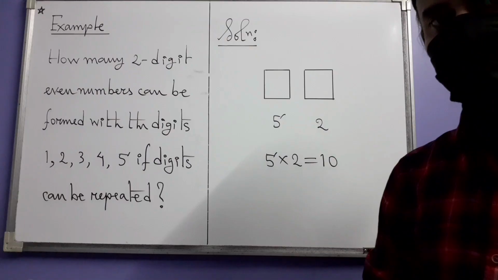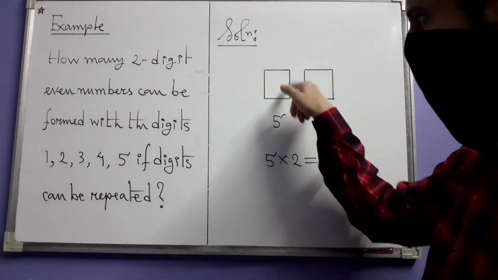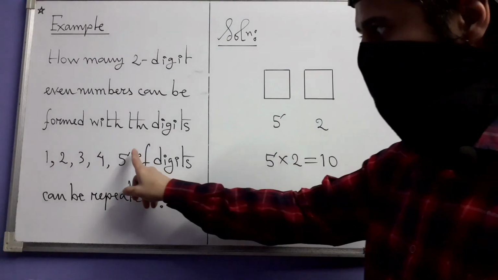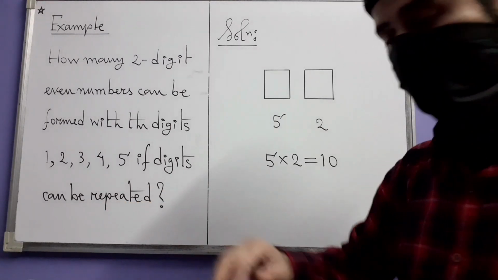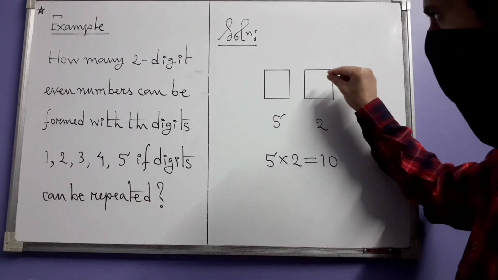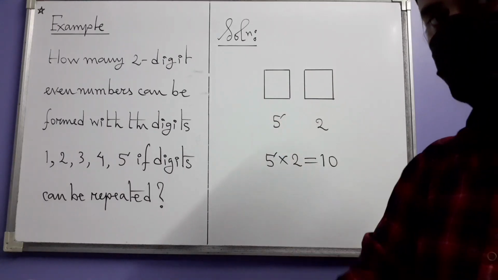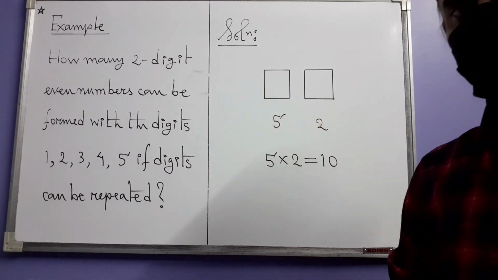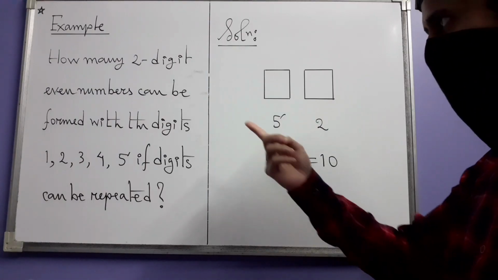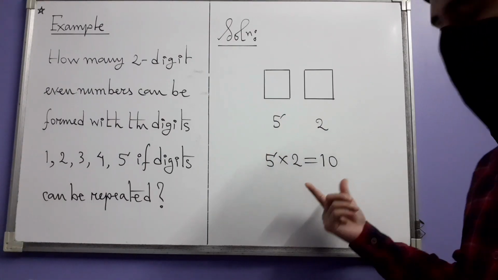Corresponding to each such possibility, what about the tens place? The tens place has all the 5 digits available because repetition is allowed. So even if you have 2 here, you can again choose 2 here. So that's why here we have 5 possibilities. So the total number of such numbers is 5 times 2, that is 10.